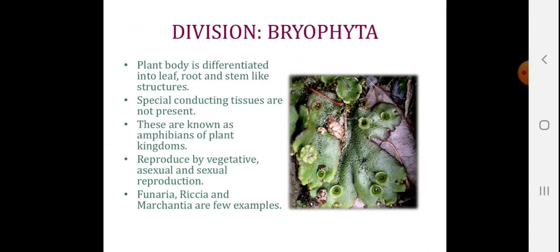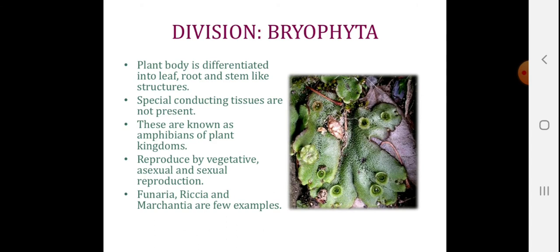Now let's talk about the second division, Bryophyta. The plant body is differentiated into leaf, root and stem like structure. You can find three distinct parts. Special conducting tissues are not present, that means xylem and phloem. These are known as amphibians of the plant kingdom. That means they can stay on the earth as well as below water.